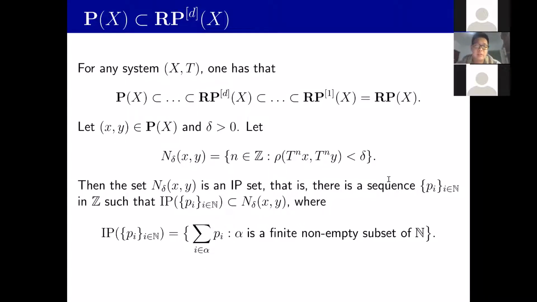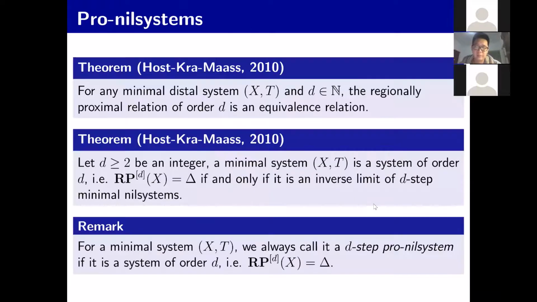They also proved that for a minimal distal system, the regionally proximal relation of any order is an equivalence relation. And also they proved that a minimal system is an inverse limit of d-step minimal nilsystems if and only if the regionally proximal relation of order d is trivial. So we call a minimal system a d-step pro-nilsystem when the regionally proximal relation of order d is trivial.